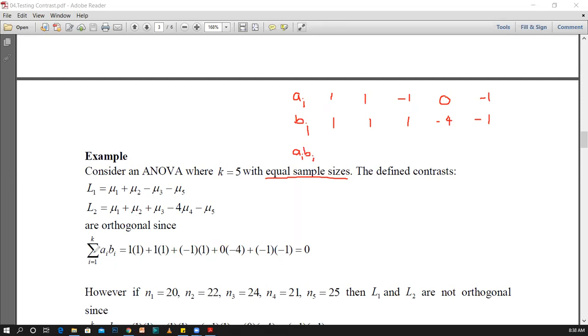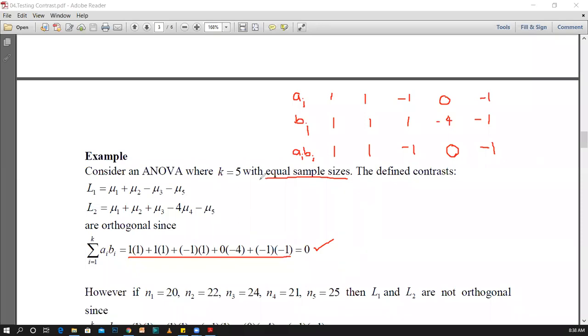What you need to do is first take the multiplication of these two values, and then add the values together. Once you multiply them, we get 1, 1, minus 1, 0, minus 1, as I have mentioned here. Then if you add these five values, you end up with 0. Therefore, we can say that L1 and L2 are orthogonal contrasts for the given example.